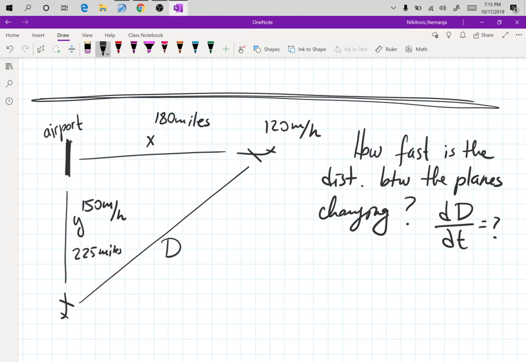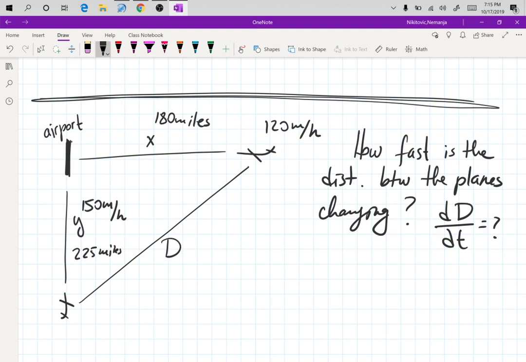All right, great. Now we have all of the information, we have the question, we understand what they want to know, and we understand also, because it's an applied problem, why they want to know it, because they don't want these airplanes to collide. So the question now is, what geometry am I going to use to solve this problem? Triangle. What kind of triangle?